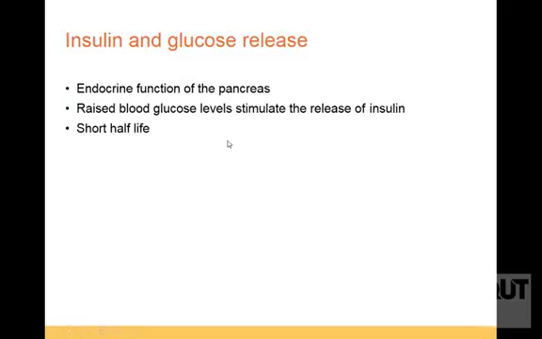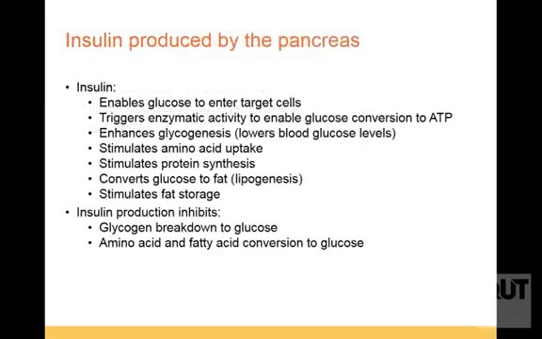Insulin and glucose release are regulated via a negative feedback loop, and so blood glucose levels are what's being measured in the feedback process, and raised blood glucose levels stimulate the release of insulin. Insulin's got quite a short half-life, so this is a constant process of regulation, and it requires reasonably tight control so that the body's functioning at optimal capacity.